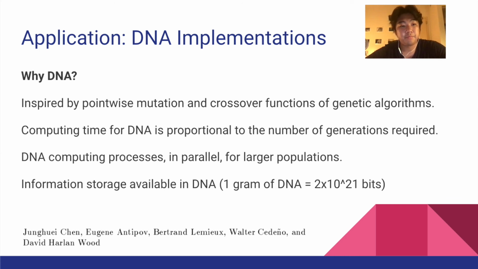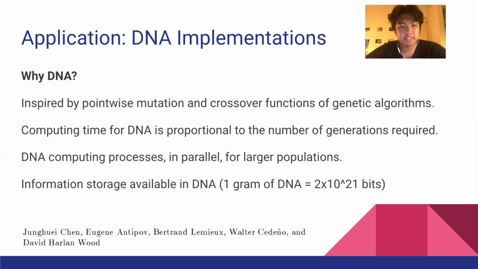First, it's inspired by the pointwise mutation and crossover functions of genetic algorithms. As we discussed, those are the main components of forming an algorithm in this form. Another concern is that the computing time for DNA is proportional to the number of generations required. So this means that when you apply genetic algorithms to actual DNA lab results, the time it takes to process it could actually be done a lot quicker than if we did it through a computer process.